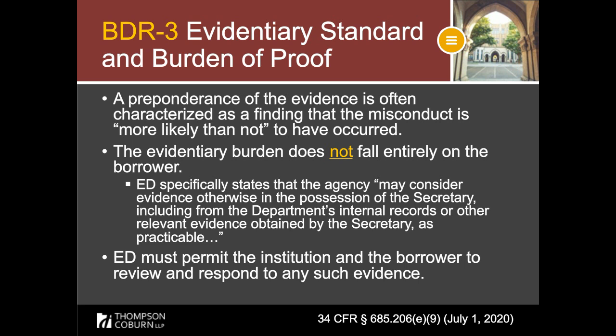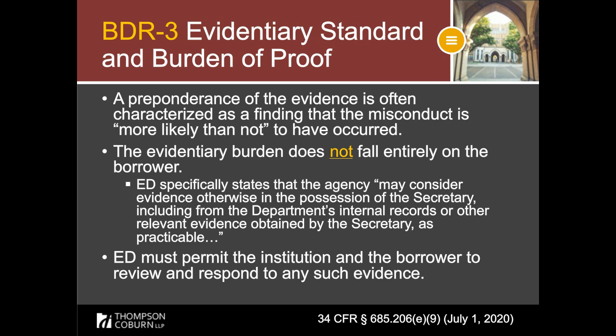And what's interesting is the BDR-3 rule actually says, in the language, a borrower has to establish, but the rule also makes very clear, and that's the little sub-bullet I've got here, the department specifically states that the agency, quote, may consider evidence otherwise in the possession of the secretary, including from the department's internal records or other relevant evidence obtained by the secretary. So what's that mean?